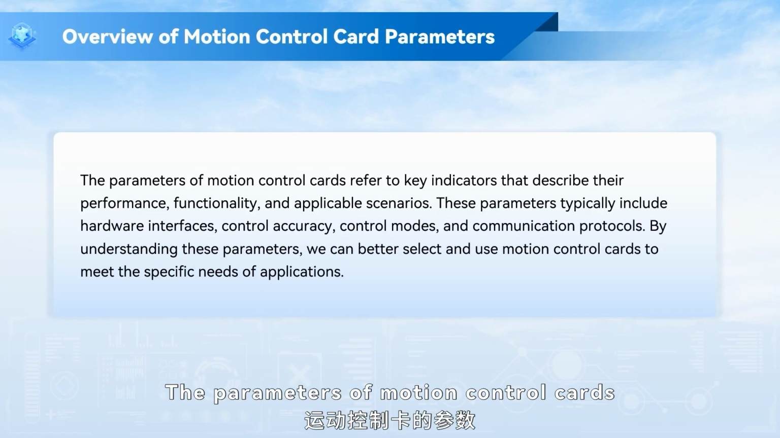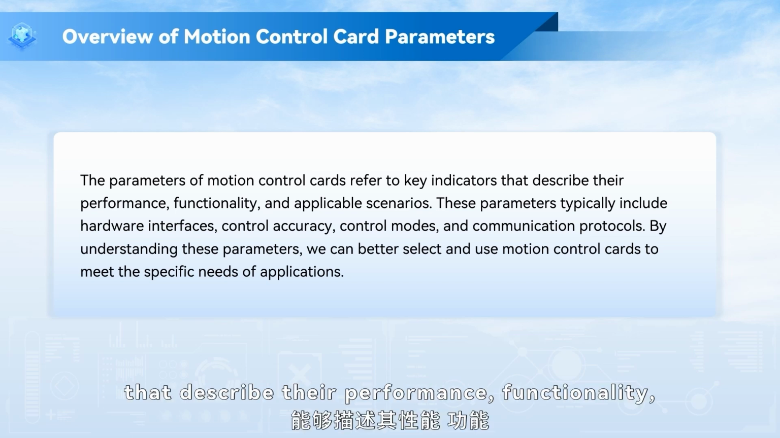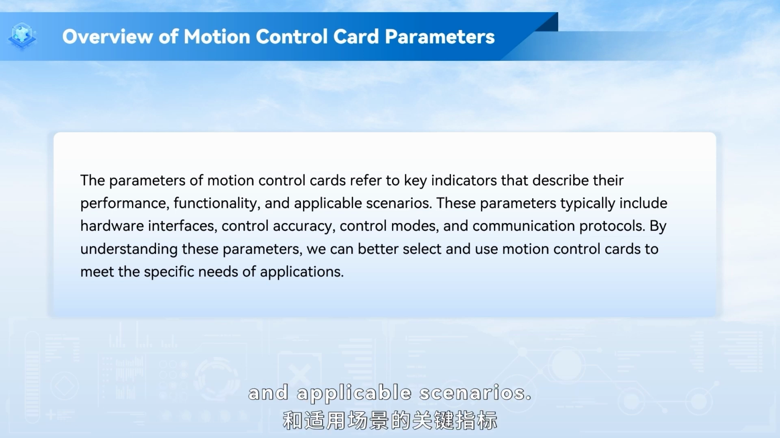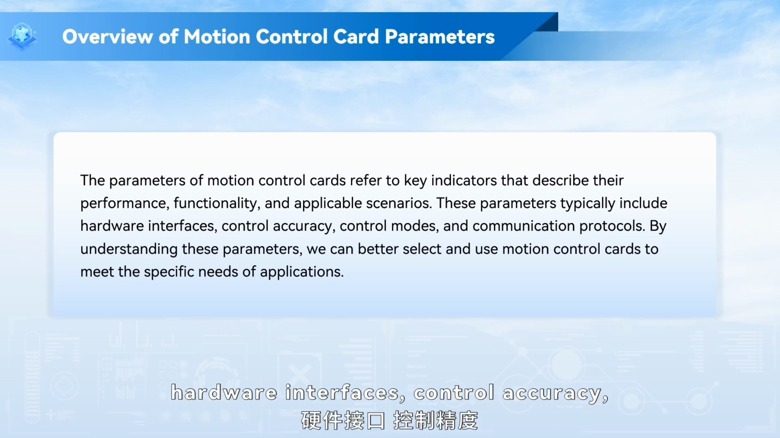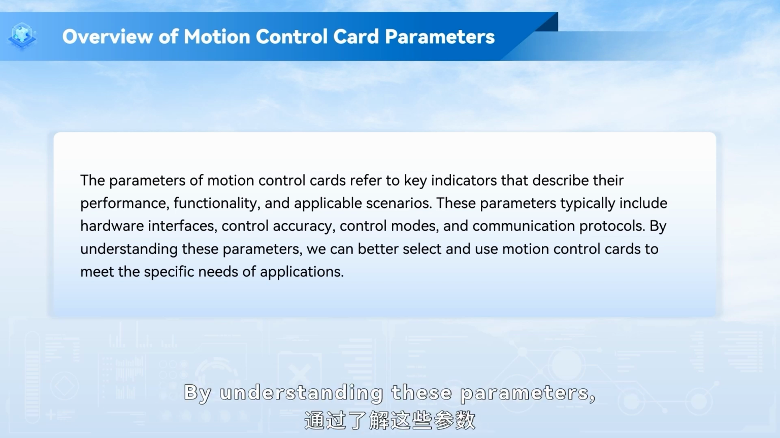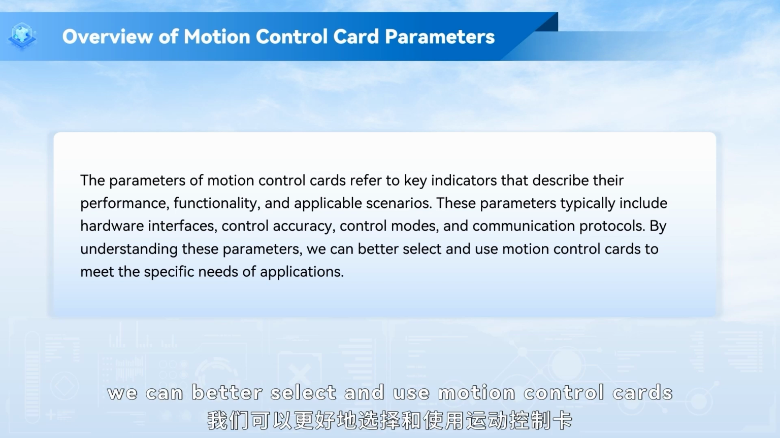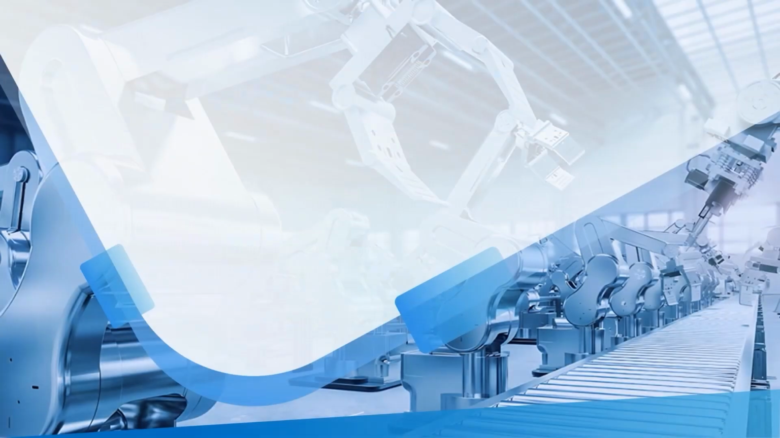The parameters of motion control cards refer to key indicators that describe their performance, functionality, and applicable scenarios. These parameters typically include hardware interfaces, control accuracy, control modes, and communication protocols. By understanding these parameters, we can better select and use motion control cards to meet the specific needs of applications.